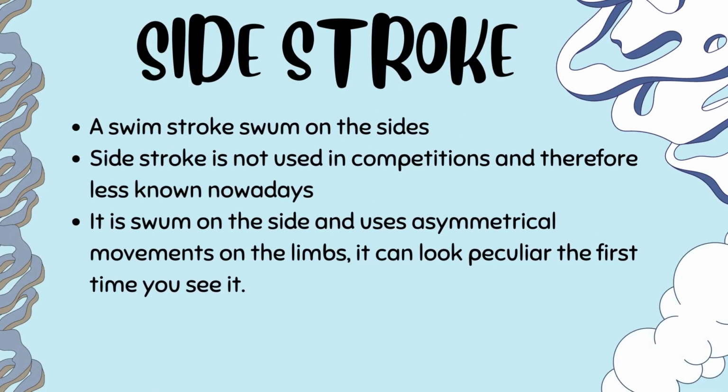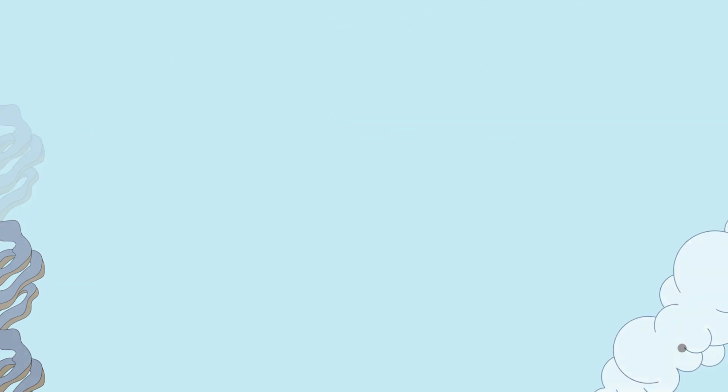Side stroke. A swim stroke swum on the side. Side stroke is not used in competition and therefore is less known nowadays. It is swum on the side and uses asymmetrical movements of the limbs. It can look peculiar the first time you see it.